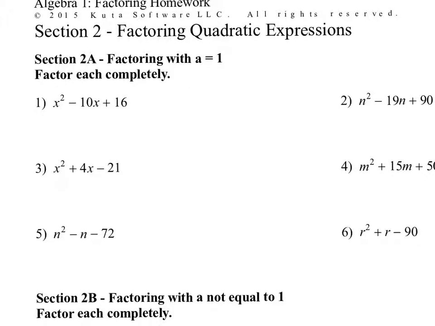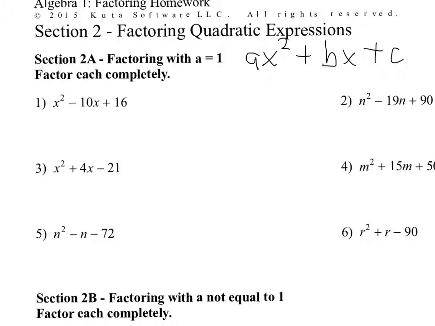In section 2 of factoring here, we're going to look at factoring trinomials, both with a equal to 1 and then with a not equal to 1. When we talk about quadratics in a trinomial, we say the general form for these is ax squared plus bx plus c. So we need to know what a, b, and c are, and we'll deal with these when we get into our quadratics units as well.